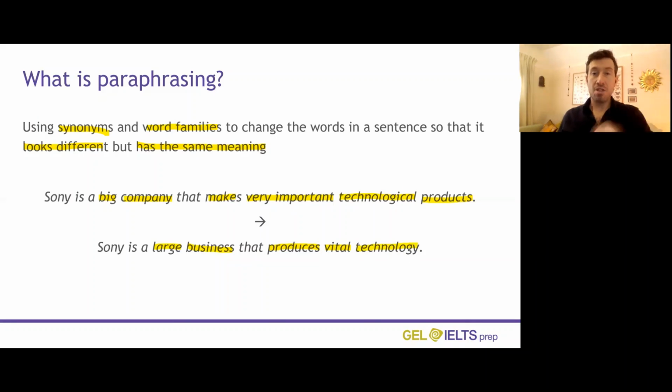So when you're using word families, the grammar has to change. When you're just using synonyms like big, large, company, business, you don't have to change the order of the sentence. You can just replace the words directly with synonyms. But when you use word families like products, produces, and technological, technology, the grammar needs to change as well.